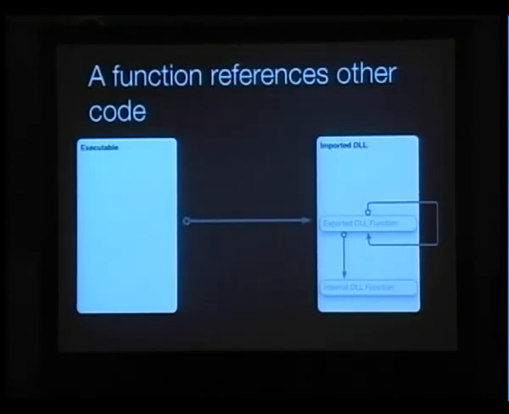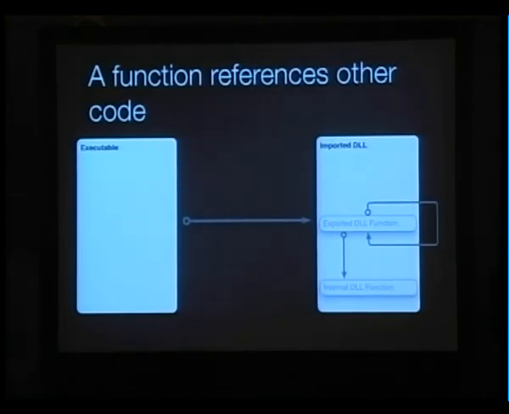The exported function will reference other functions within the DLL, and that arrow to itself is because it will have conditional jumps pointing within itself and everything. It's a normal function. It will call other things. We will use that in a second. So that would be how it would look, right?